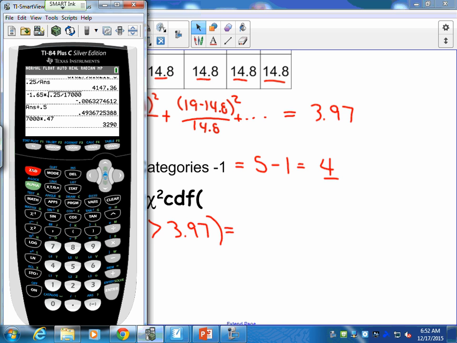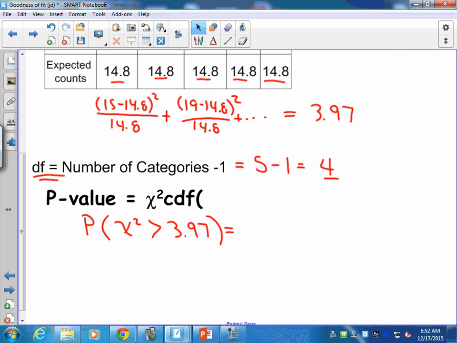We can go right to the calculator and let the calculator do that with our chi-squared CDF. So second vars to get into our distributions. Chi-square CDF is down at 8. Our value that we get for chi-square is always a lower boundary. Upper boundary, positive infinity, or 10 to the 10. And then we need our degrees of freedom, which we found already is 4. We enter that in, paste that through, and we get a probability value of 0.41.